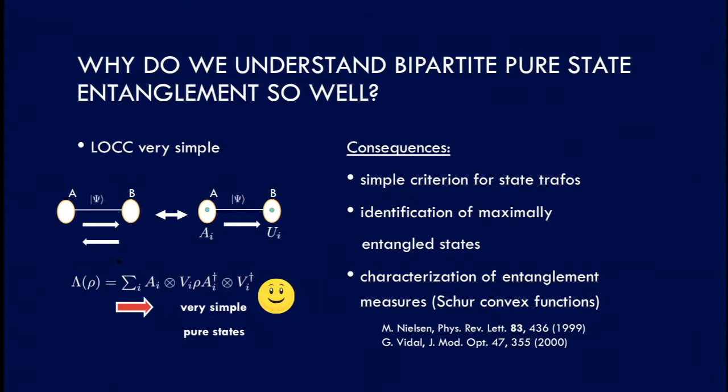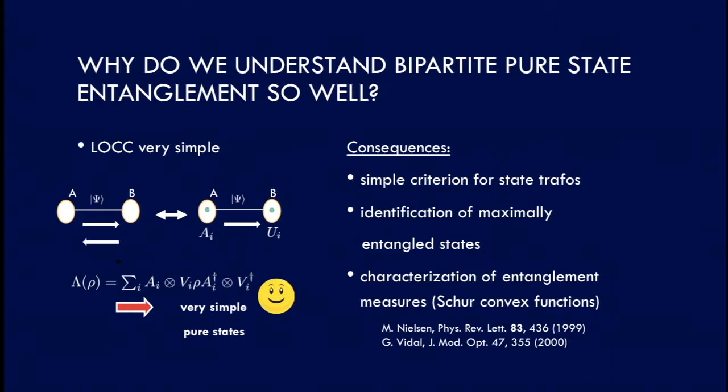This is also the reason why we understand so well what happens in the bipartite pure state case, what is a simple criterion, for instance, to transform one state to another. It has to be possible to do it with such a map, and then you can easily find the conditions for when this is possible. This is what is very well known as the Nielsen criteria.